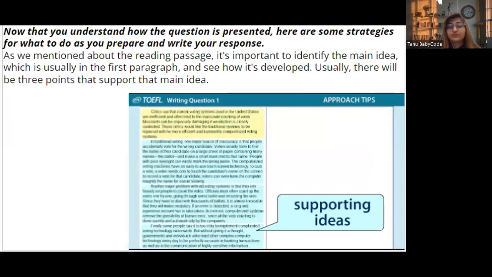This is the most important point you have to focus on. Now that you understand how your question is presented, we will look at some strategies for how you can prepare your response and how well you can write it. As I mentioned about the reading passage, it is important that you look for the main idea. The main idea will always be in the first paragraph, and see how it's developed. First paragraph, and then you have 3 points that support the main idea.